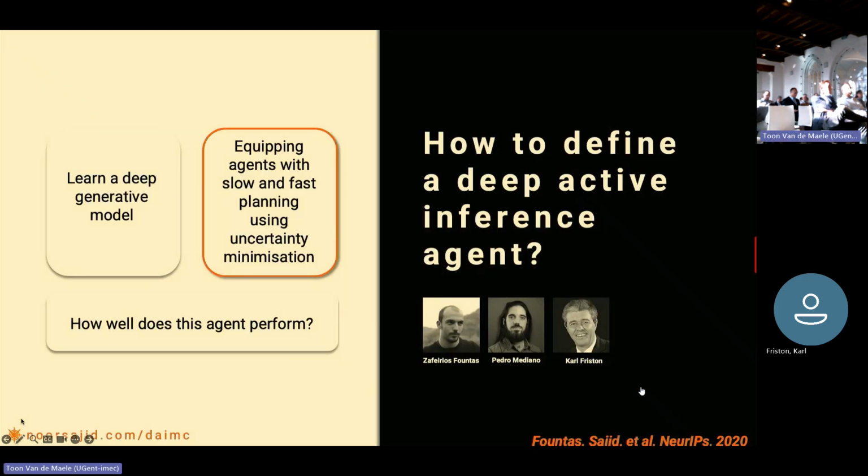So we've thought about how to instantiate this model, but I've bypassed the issue of how we actually collect the data to learn the model parameters and what happens with the habitual network. So in our formulation, we equip the agent with a slow and fast planning process using uncertainty minimization, which means that when we're selecting actions, it's not the standard active inference formulation that I introduced before, but it has 3 different components that I'll talk through.